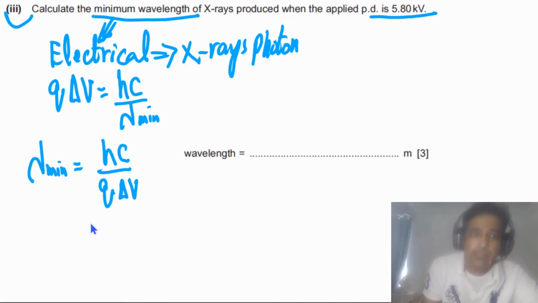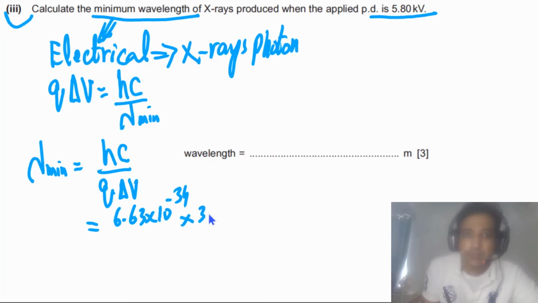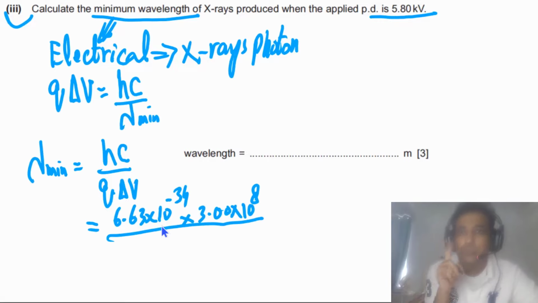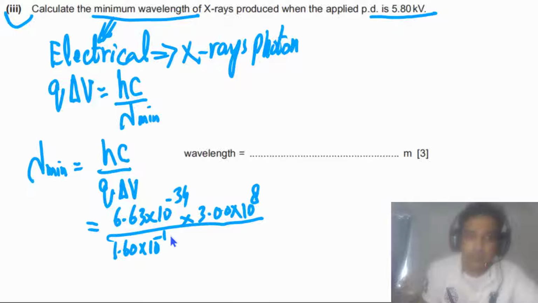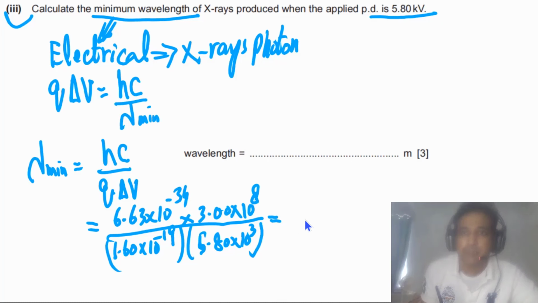Q times delta V. h is Planck's constant and the value of Planck's constant is 6.63 times 10 to the minus 34. Then c is also a constant, its value is 3.00 times 10 to the 8, divided by Q. Q is the charge on a single electron, 1.60 times 10 to the minus 19 coulombs. And potential difference is 5.80 times 10 to the 3 volts. Now if we simplify this, we will get our final answer 2.14 times 10 to the minus 10.